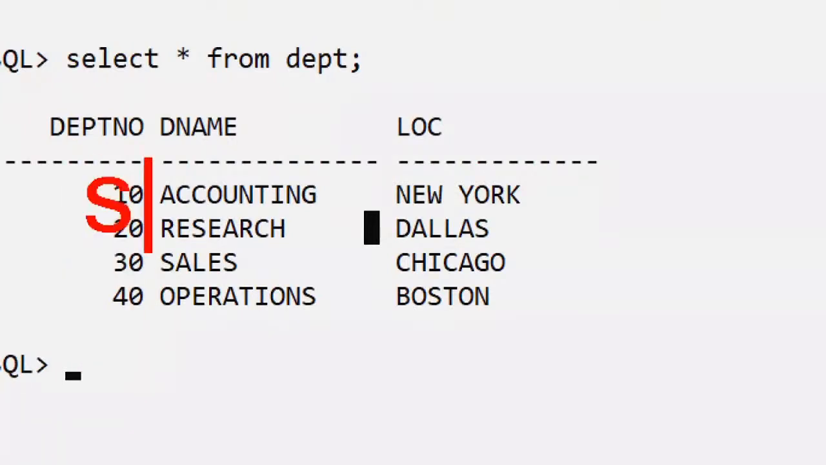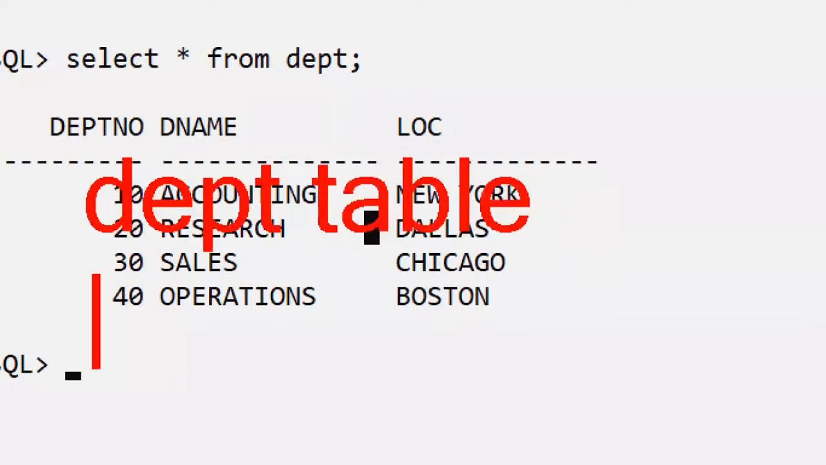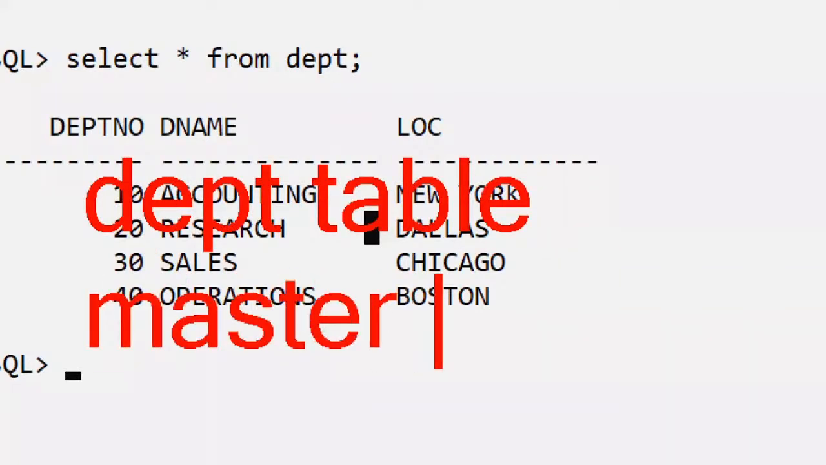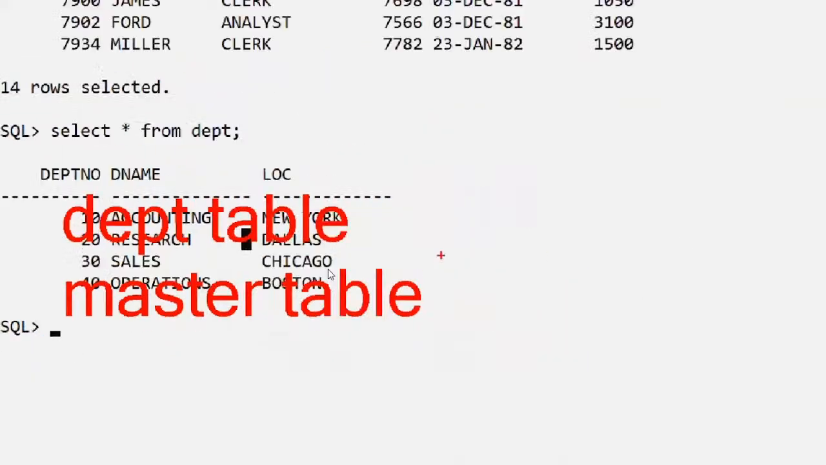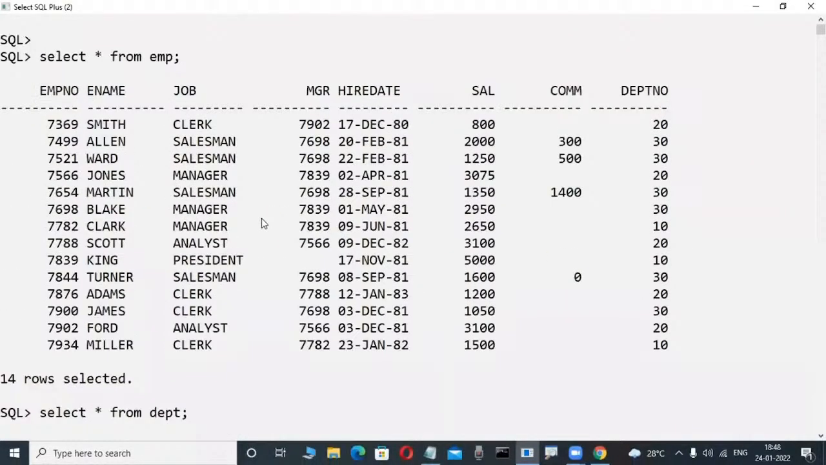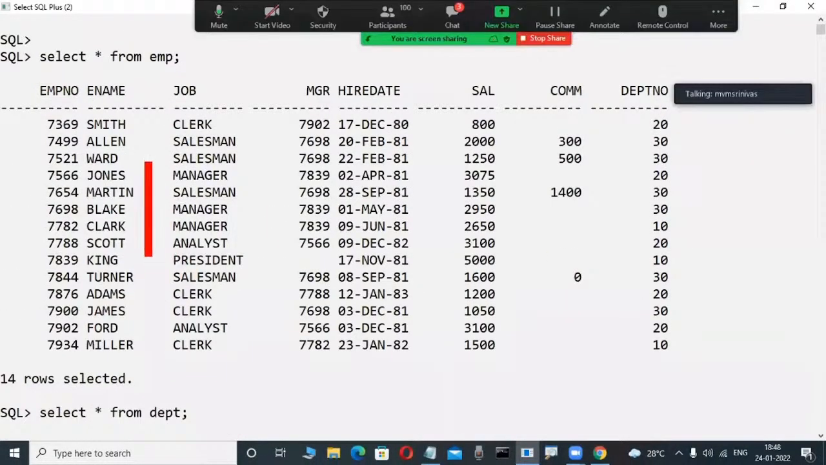DEPT table is a what? A master table. Observe here, the DEPT table is a master table. What is this one? A small table. This one is a master table. Oracle Corporation giving. Again here, EMP table is a what? A child table. Really, EMP is a child table.